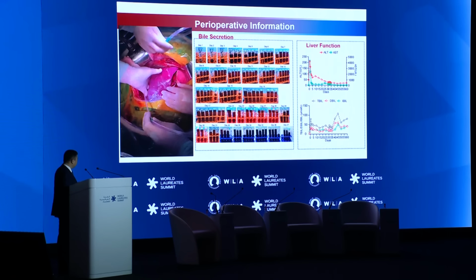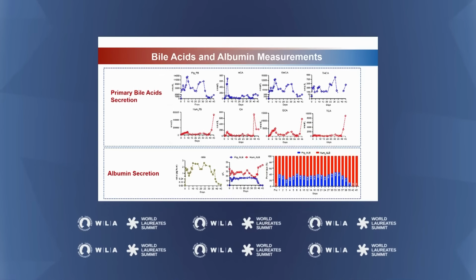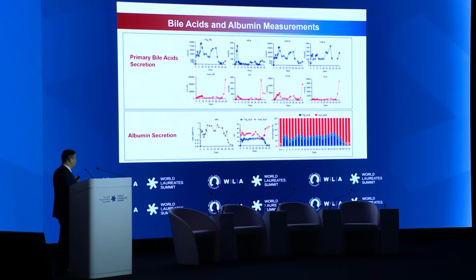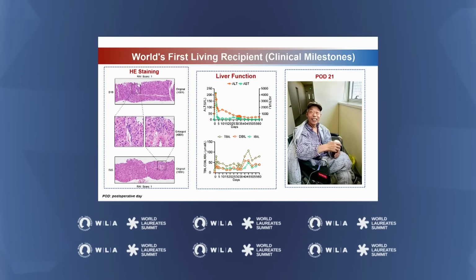You can see the bile secretion, and on day 16 the bile secretion volume is 400 mL, with very normal function. This is a bile acid and albumin assessment. We can detect both human and porcine bile acid and albumin in the recipient blood. Also, on day 10 and day 25 we did biopsies. We cannot detect any rejection, and this is a POD21 patient.